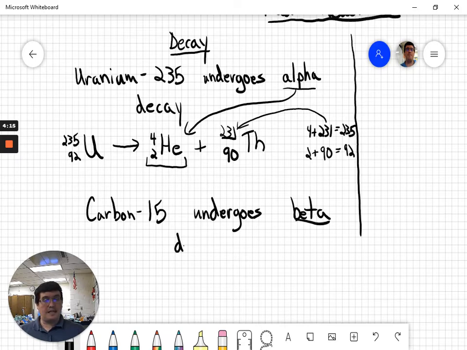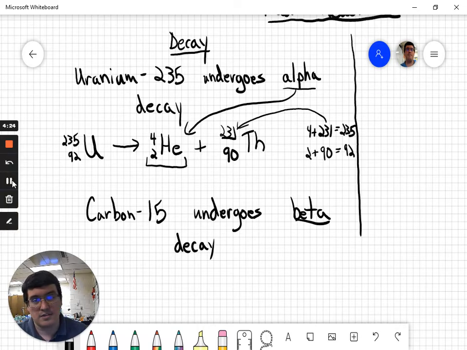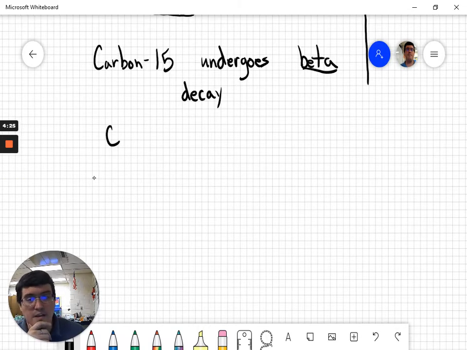Carbon-15 undergoes beta decay. I want you to try and write down what you think that one's going to look like. Pause the video, and I'm going to show you what the answer is. All right, carbon-15 means we put a 15 up here. Carbon is element number 6, so it gets a 6 on the bottom. Decay, and it is beta decay.